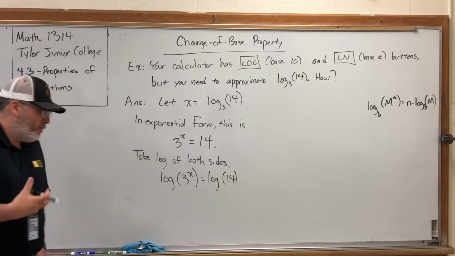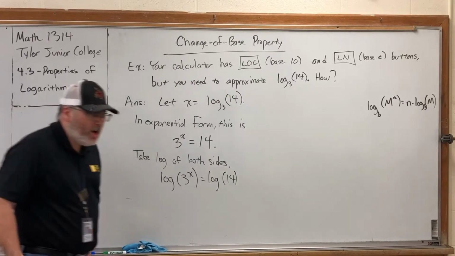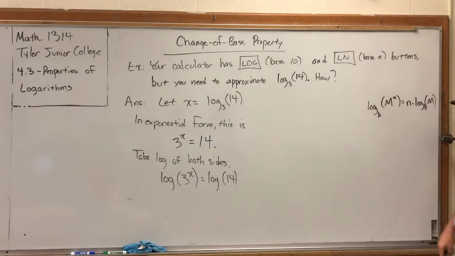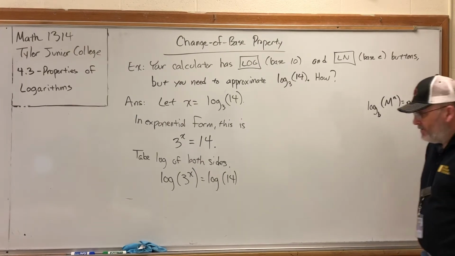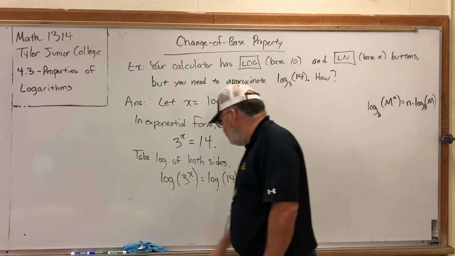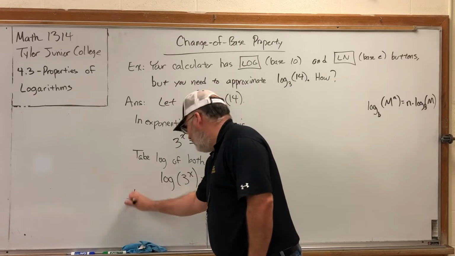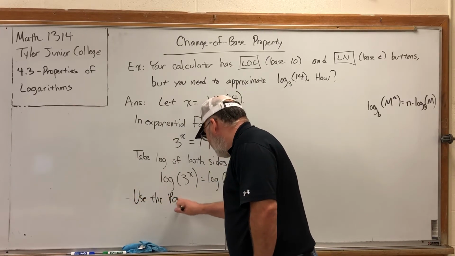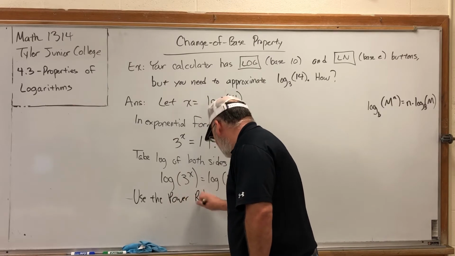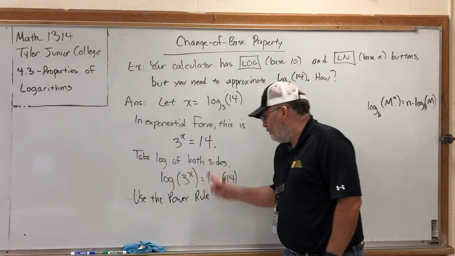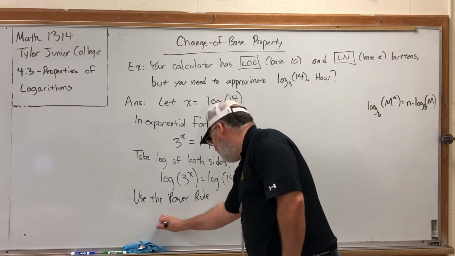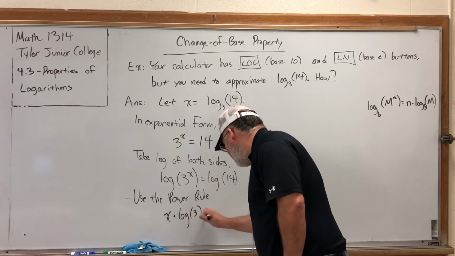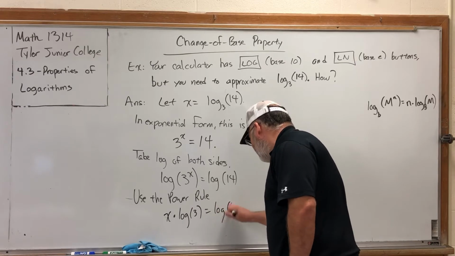And remember, the motivation for that was to set up the power rule, which will allow us to bring the power down, because right now it's in the exponent. So let's use the power rule on the left. Bring down the power and put it in front. Now we have x times log of 3 equals log of 14.